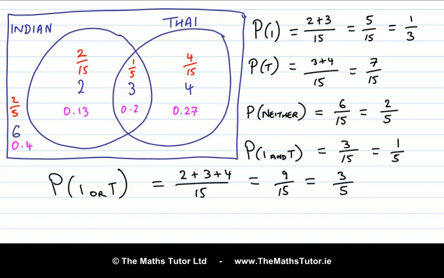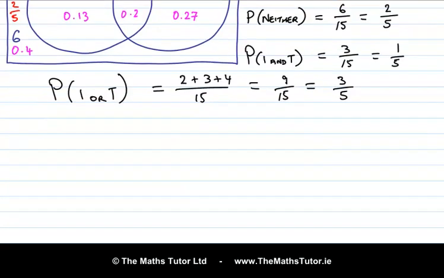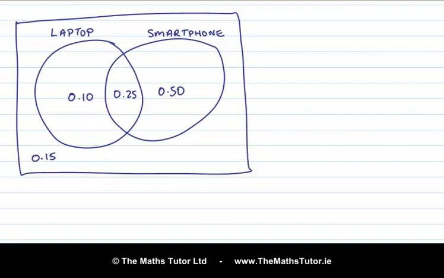Let's look at another example. This Venn diagram shows, for a group of people, what are the probabilities of having a laptop or a smartphone. And we can see that there's overlap between the two, and that some people have neither. Let's use this Venn diagram to answer a few questions about probability.